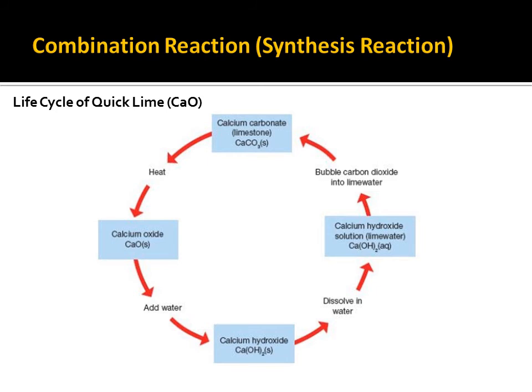Now what we do next, we add carbon dioxide gas into this aqueous solution of calcium hydroxide, and it turns into calcium carbonate, that is limestone, which we use in making marbles, and it converts into solid form. Again, if we give heat to it, it decomposes back into calcium oxide, and the carbon dioxide gas is released into the atmosphere. So this is the life cycle of quicklime.